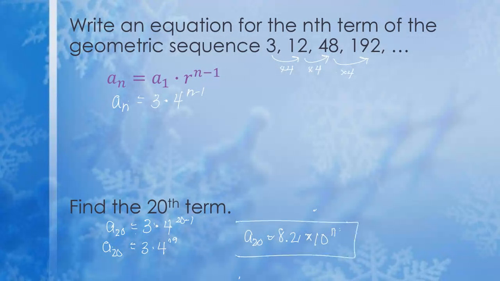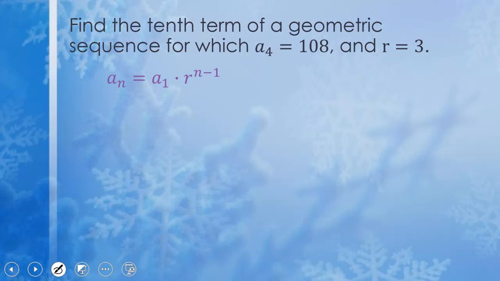And I'm just going to leave it like this, okay? Most of the time, we're probably not going to ask you for one that's super gigantic like this. Just kind of helpful to know how to put all of it in. So we put in 20 for n. We evaluated our exponent first. Then we multiplied by 3, and we got our number.